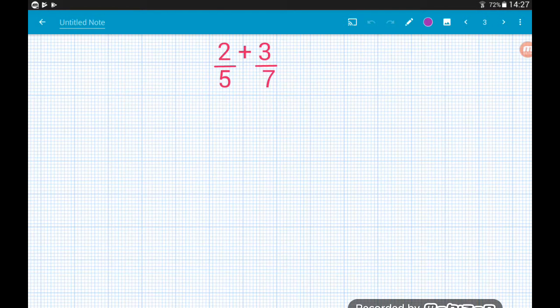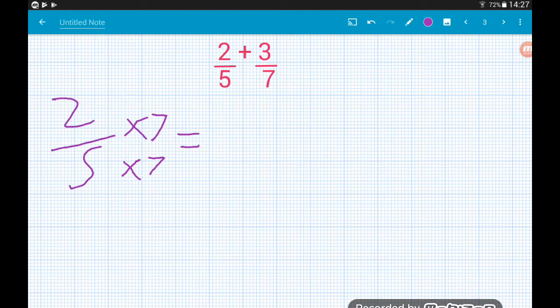Okay, 2/5 and 3/7. We need to do exactly the same sort of thing here. We need to work out the lowest common multiple of 5 and 7, which would be 35. So we need to change the denominator of each fraction into 35. To turn 5 into 35, we multiply it by 7, so we also have to do that to the top. Up on top, 2 times 7 is 14, and on the bottom, 5 times 7 is 35, as we needed.